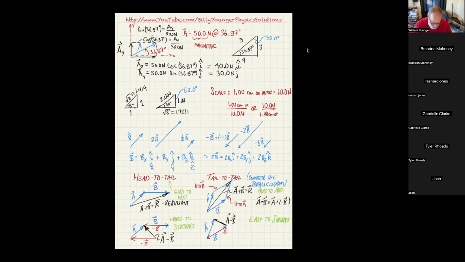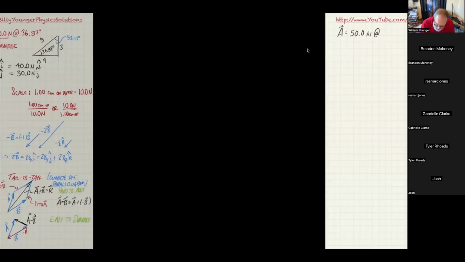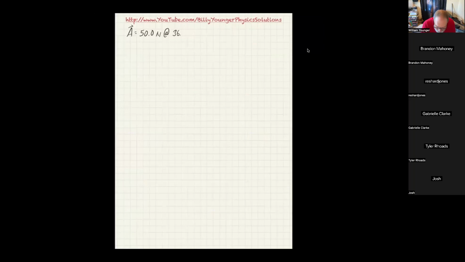But anyways, now that we have that, what I want to do is show you one really good, robust addition of vectors problem. So I'm going to take, let's say, A vector is equal to 50.0 newtons at, and I'm actually going to use the same one I already did, 36.87 degrees. Actually, I did this in class today and I mistakenly used the wrong angle, so stuff didn't come out so nice and neat as it was supposed to.